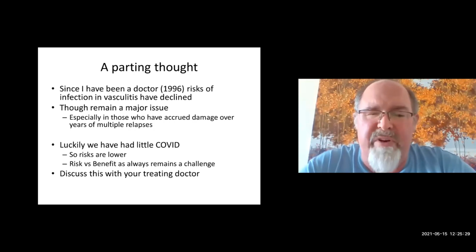Luckily, we've had little COVID in Australia, and even in Victoria, which had to suffer a great deal from that disease, compared to other countries like India, the risks are much lower. Now, the risk versus benefit of when you might have a vaccination, and what treatment might change, remains a challenge. I would encourage you all to discuss this with your treating doctor. And please understand that the answers aren't atomic. The answers are changing, pretty much every day across the literature I'm talking about. We have more information, but we don't have the right answer yet. Thank you.